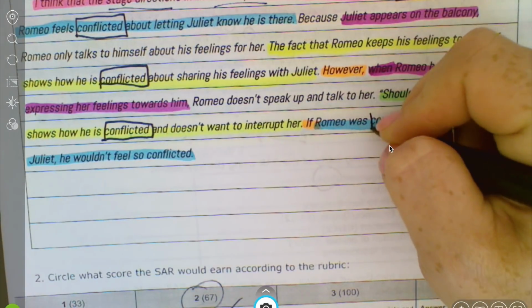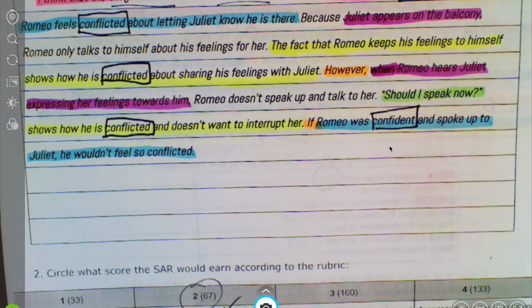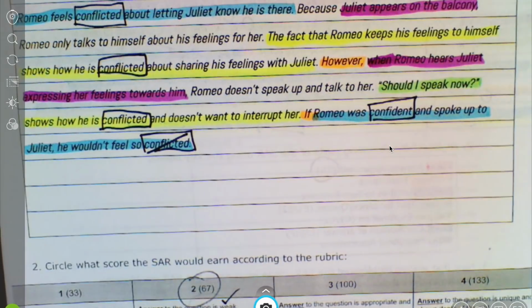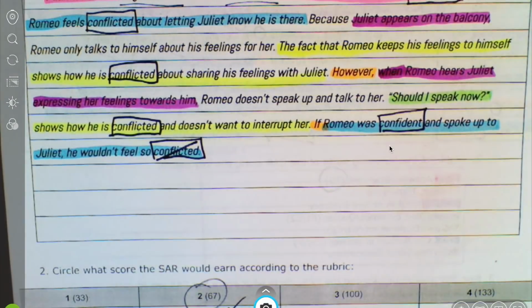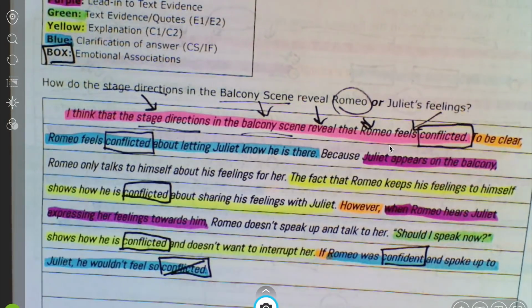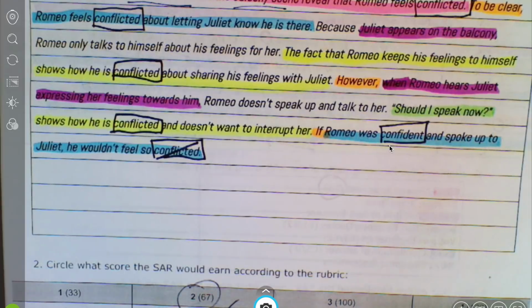I do have a different association word here in my if sentence. I say if Romeo was confident and spoke up, he wouldn't feel so conflicted, but then again, I am using that word conflicted. So we don't want to get too repetitive with our SARs. Let's go in and talk about how we would revise this to make it better and push it to a 3 on the rubric, all right?